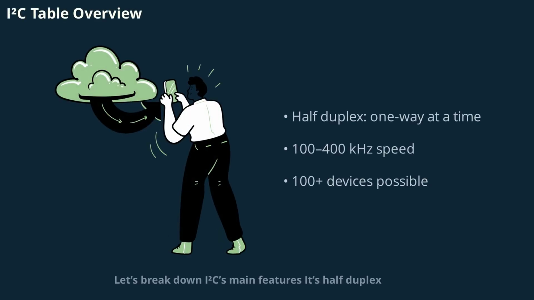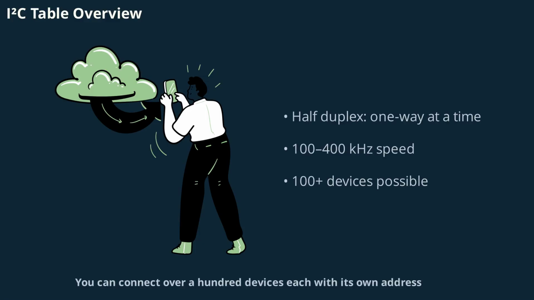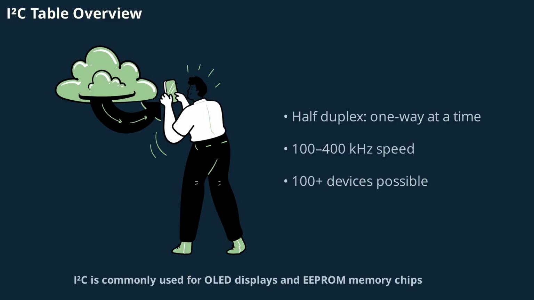Let's break down I2C's main features. It's half duplex, meaning data can only flow in one direction at a time. Speeds range from 100 to 400 kHz, making it faster than UART but not as fast as SPI. Only two wires are needed, SDA for data and SCL for clock plus ground. You can connect over 100 devices, each with its own address. I2C is commonly used for OLED displays and EEPROM memory chips.